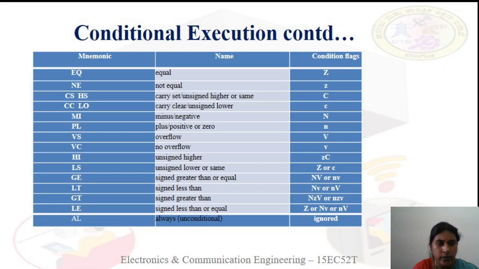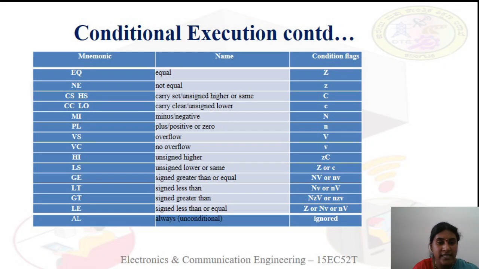All these things will check for the condition. If that condition is true, then only it will execute the next instruction. Then VC means no overflow. It means overflow flag V will be clear. Then HI, unsigned higher. In unsigned higher, zero flag should be equal to 0 and carry flag should be set. It's 1. Then LS, unsigned lower or same. Zero flag is set or carry flag will be cleared.